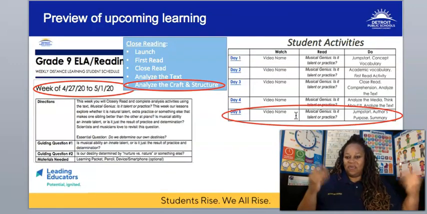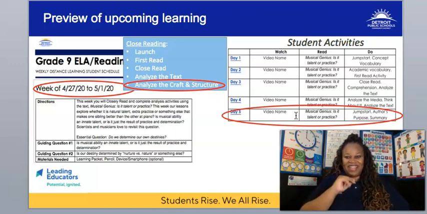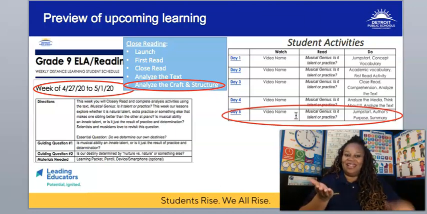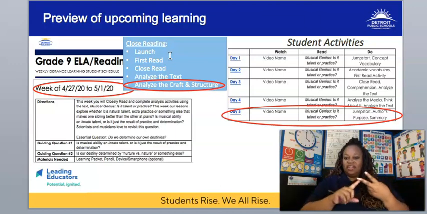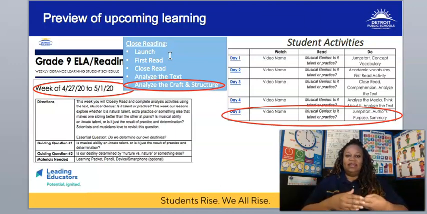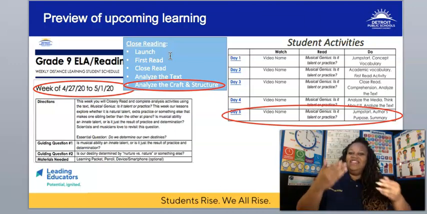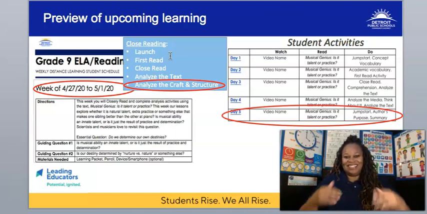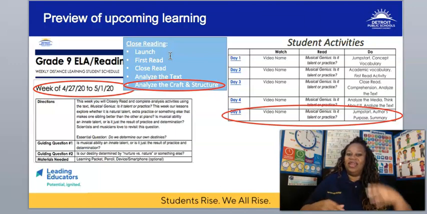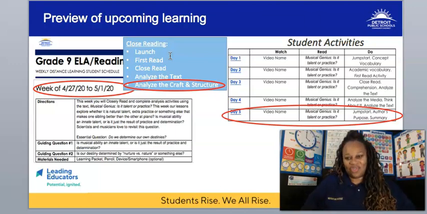As a preview of what you can expect on day 5, lesson 5, our last day with this story, Musical Genius, Is It Talent or Practice? We have done the following close reading steps. We launched the text. We engaged in a first read by reading the assignment aloud. You did a close reading so that you could look more deeply into certain passages and vocabulary words. You went even deeper by analyzing the text. Now, our final step with this article is to analyze the craft and structure.